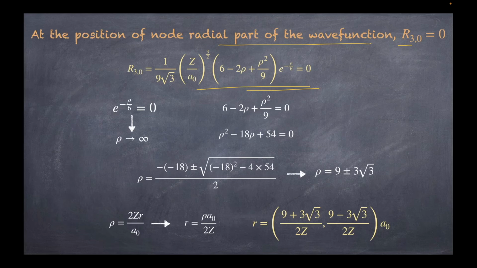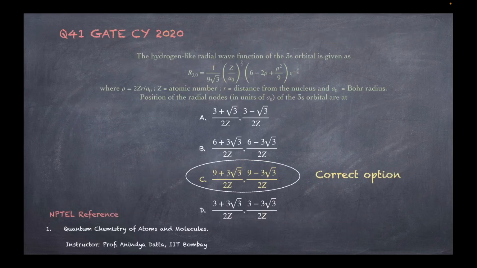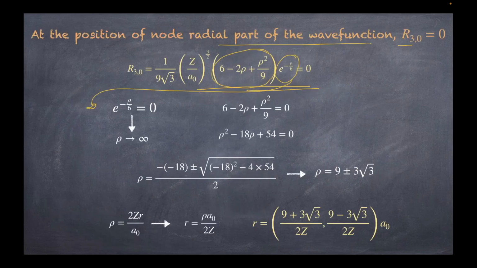Now from this equation, either this part will be equal to 0 or this part will be equal to 0. From this part, exponential of minus rho divided by 6 equals 0, we can get rho tends to infinity. But as we said in the previous slides, the infinity position will not be counted as a position of radial node. So this point is excluded. Now from this part, 6 minus 2 rho plus rho square divided by 9 equals 0.